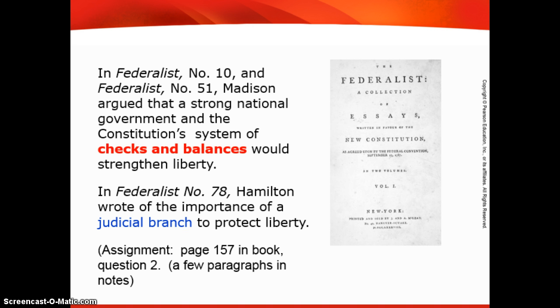Now for your next assignment. The assignment is on page 157 in your book. Please answer question 2 in a few paragraphs in your notes.